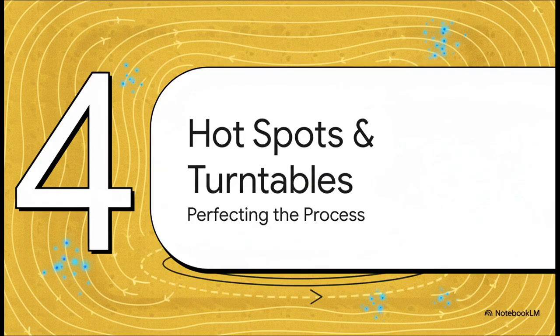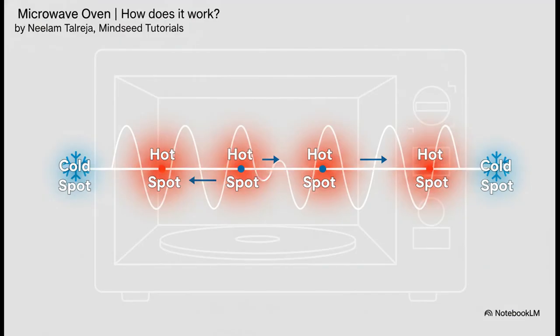But, as with many clever solutions, this one creates a brand new problem. You see, trapping the waves so perfectly isn't, well, actually perfect for cooking. Let's talk about why. So, that standing wave pattern isn't uniform. There are peaks where there's a ton of energy, we call these hot spots, and there are valleys where there's practically no energy at all. Those are the cold spots.